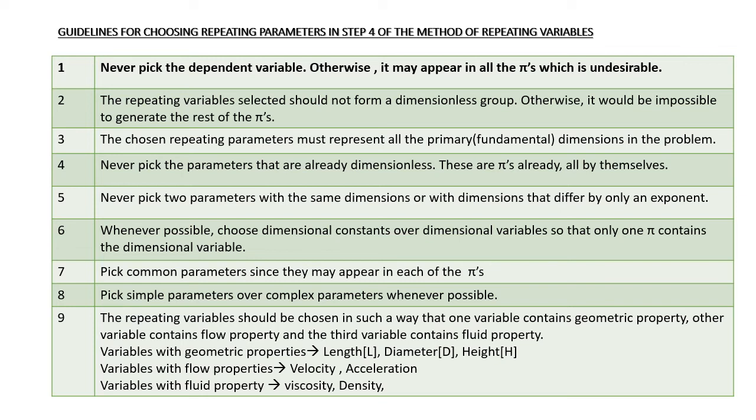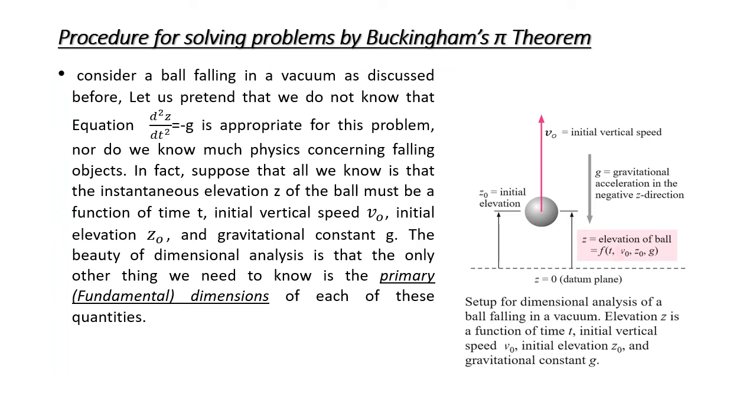Okay, I have just written a few examples for understanding purposes. Geometric properties are like length, diameter, height. Flow properties are like velocity and acceleration, and fluid properties are like viscosity, density. That covers the Buckingham pi theorem and the rules. So now let us understand the Buckingham pi theorem by considering an example.